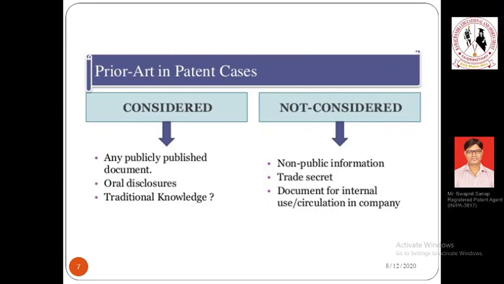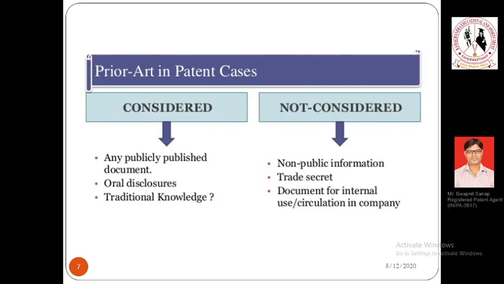Now another type of example of non-public information is trade secret. The formula of Coca-Cola, the formula of KFC, the masala of KFC. These are all examples of information not considered during the search, that is, non-public or hidden information. Documents for internal circulation in a company, for example the NDAs, the salaries of people, may also not be publicly available.